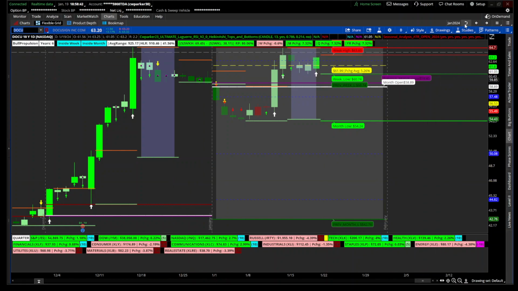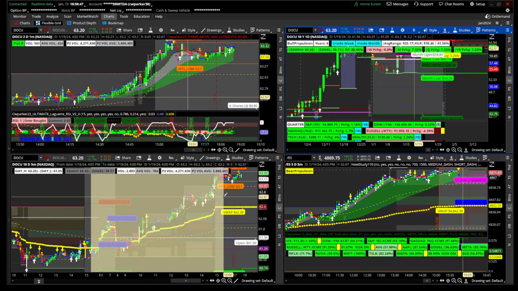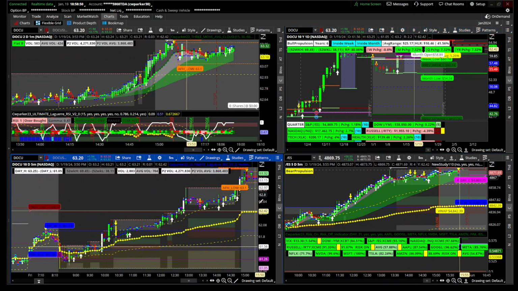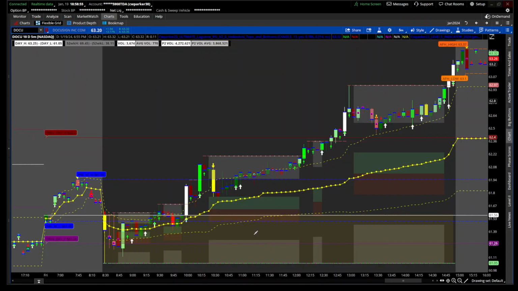And I do have something on the other screen as well, and that's just how it happened today. We'll look at it while I'm waiting on that. This is what DocuSign did today. This little orange deal right here is the open range. You can see it finally broke out of the open range at 9:30, came back in, and hit these yellow lines of VWAP. These clouds are just the day Fibonacci levels with no lines, just clouds.